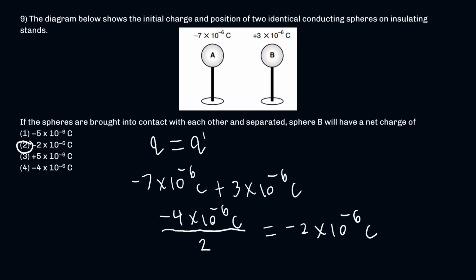So again, the idea behind this conservation of charge, my charge has to spread as evenly as possible, or it wants to spread as evenly as possible at all times. So when they come in contact with each other, those charges transfer between the two spheres and give me an equal amount on both for the total charge. Since my total charge is -4 times 10 to the -6 coulombs, I divide that by 2 and end up with -2 times 10 to the -6 coulombs. Our answer choice is answer choice 2. So let's move into our next example.